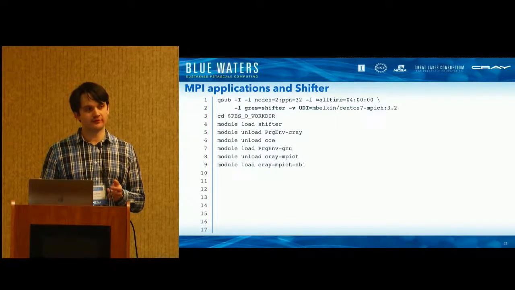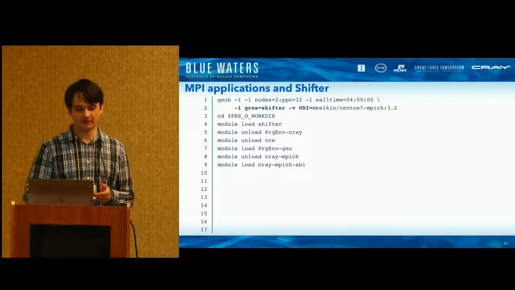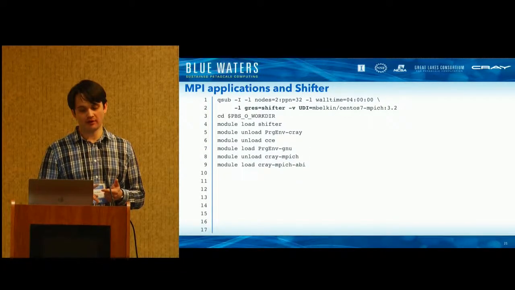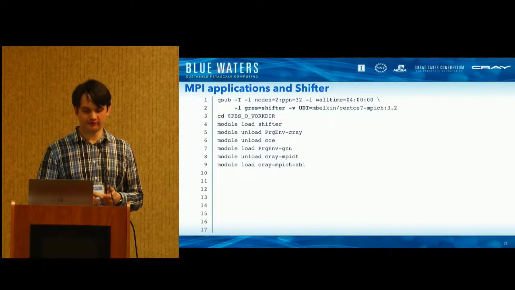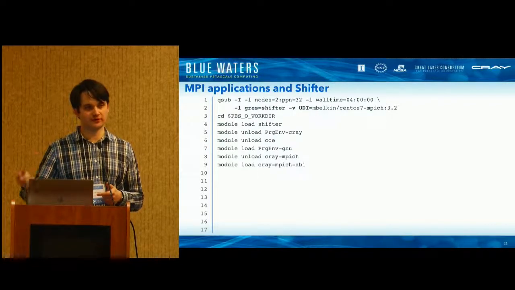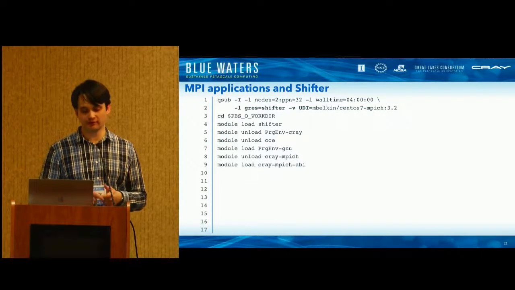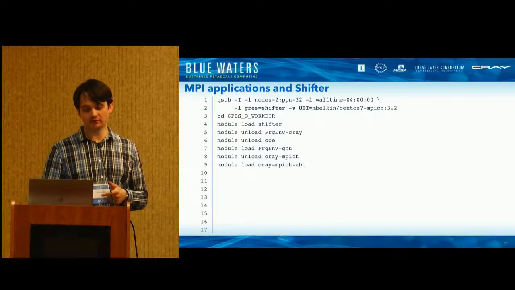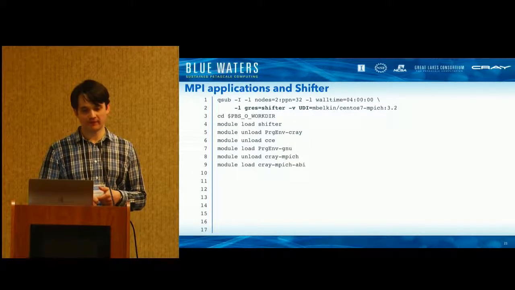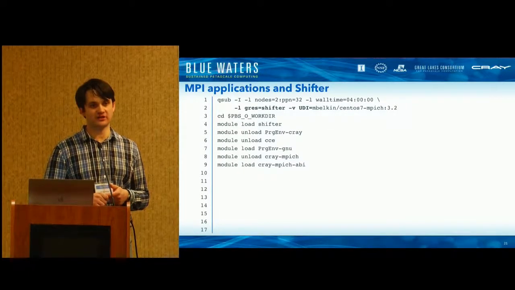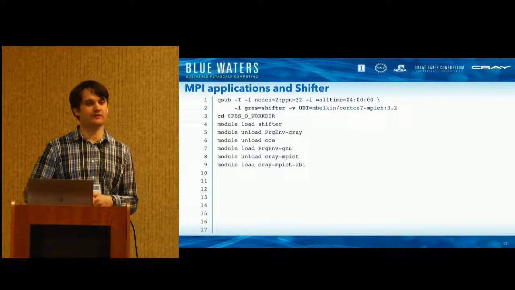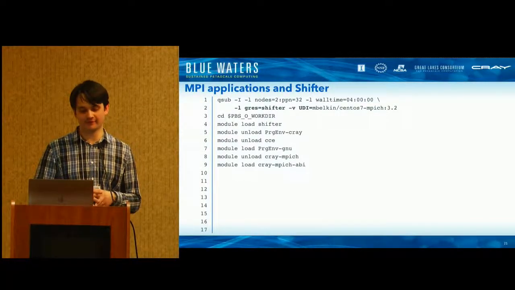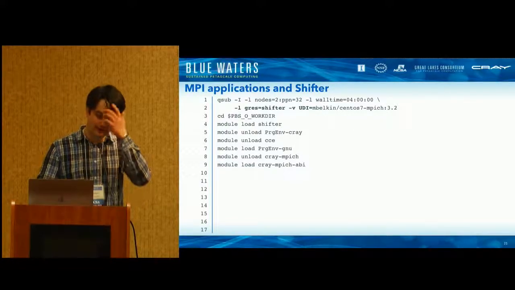We have to unload the default Cray programming environment, unload CCE, and load GNU or Intel. In this case, I'm loading GNU because I was using GCC in my Docker image. Unload cray-mpich and load cray-mpich-abi. So cray-mpich-abi is the ABI compliant MPI implementation that I will be using actually.